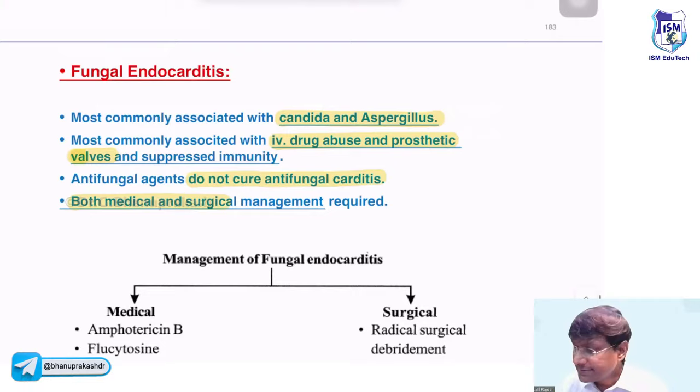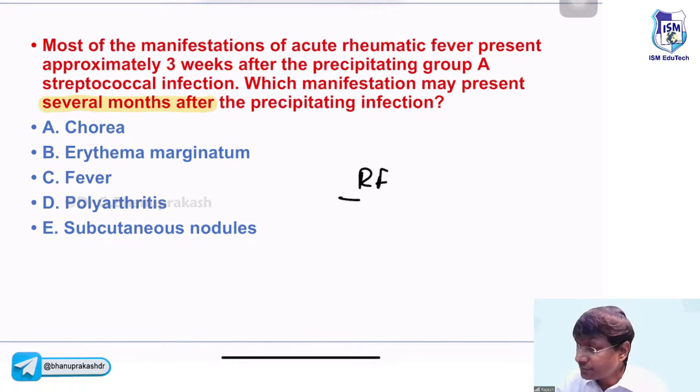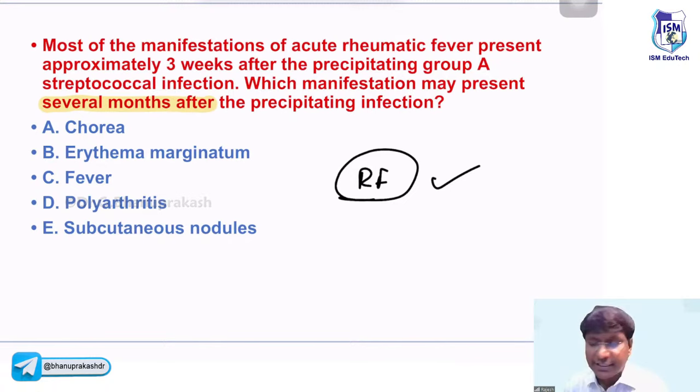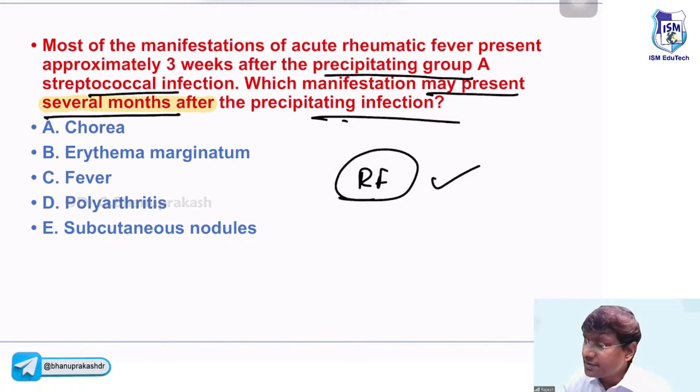Then next we will take up the topic of rheumatic fever. So this will be the last topic in cardiology, right? The remaining topics I have discussed in part two. Most of the manifestations of acute rheumatic fever present approximately 3 weeks after the precipitating group A streptococcal infection, but one manifestation may present several months after the precipitating infection. Chorea, erythema marginatum, fever, polyarthritis, subcutaneous nodules: which manifestation may present several months after the precipitating infection?